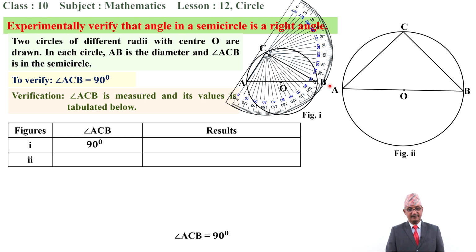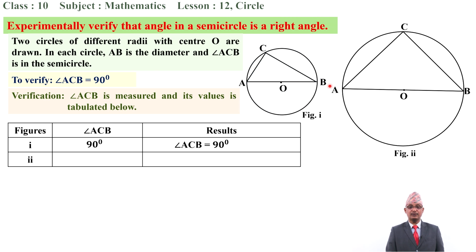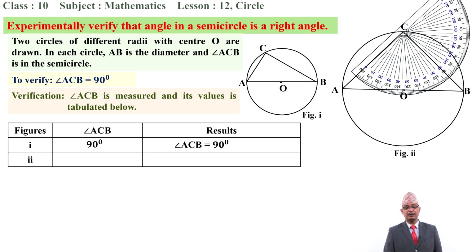Result, angle ACB equals 90 degrees. Now measure in the second figure also, whether you are going to get angle ACB as 90 degrees or not. Measure angle ACB. Look here. In the second figure also, angle ACB is exactly 90 degrees. So write angle ACB equals 90 degrees in the second figure also.